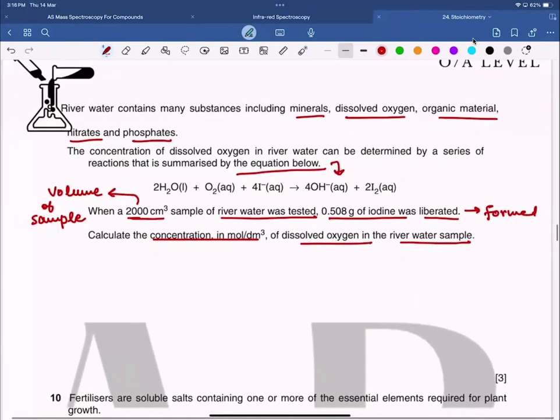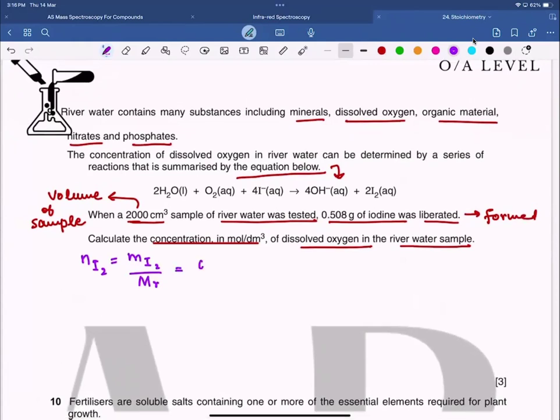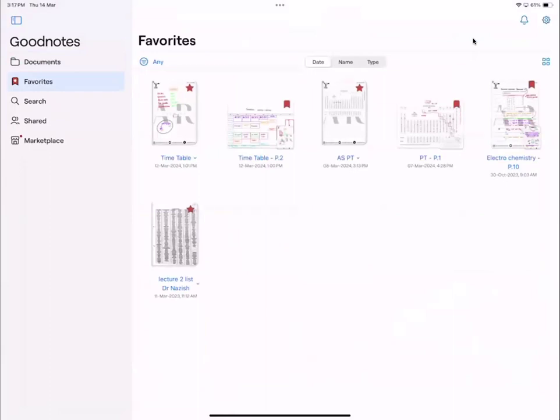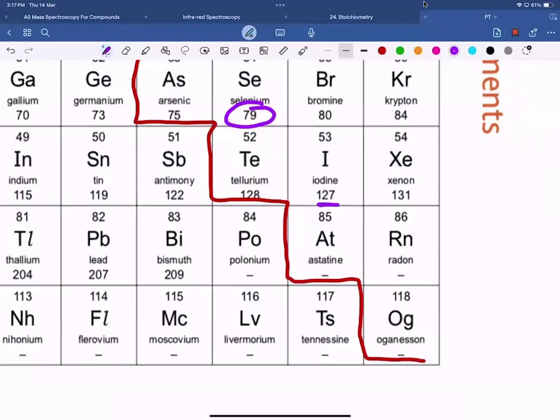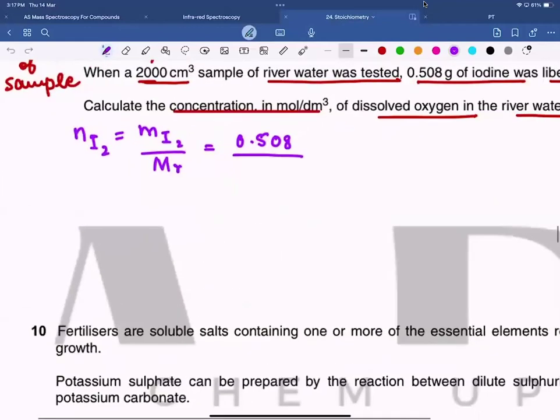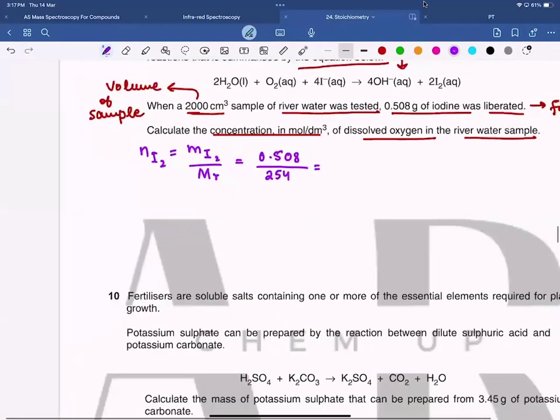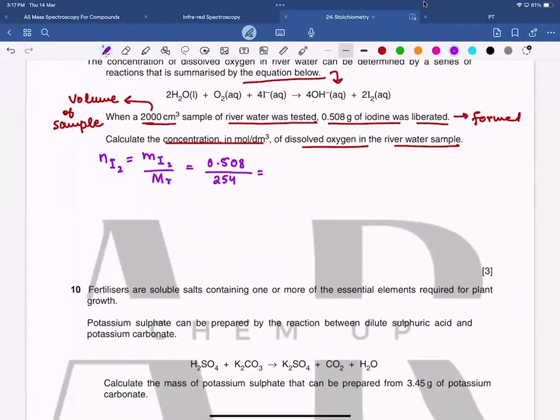Mass of iodine. The volume is of the whole sample, right? But what is given to us? Mass of iodine liberated, so it's 0.508. So I'm going to find the moles of iodine, and to find the moles of iodine, which mathematical expression will I use? Mass of iodine divided by Mr. Iodine is diatomic, so it's the molecular mass. So it's 0.508 divided by the molecular mass of iodine: I is 127, times 2, 254. So that will give me the moles of iodine: 2 × 10⁻³.